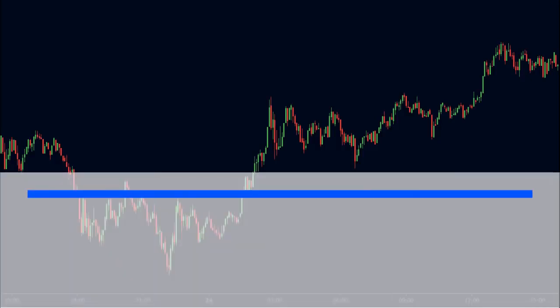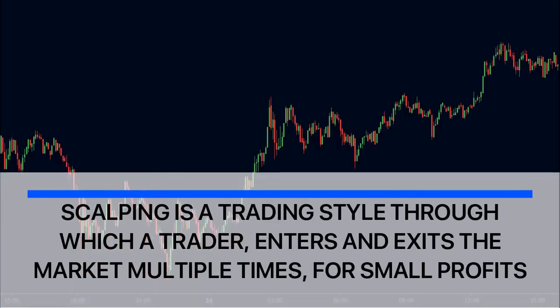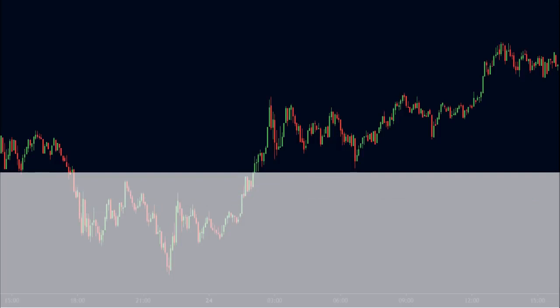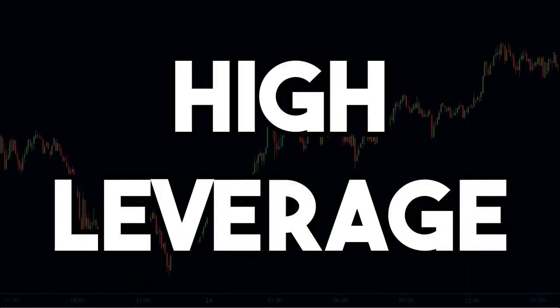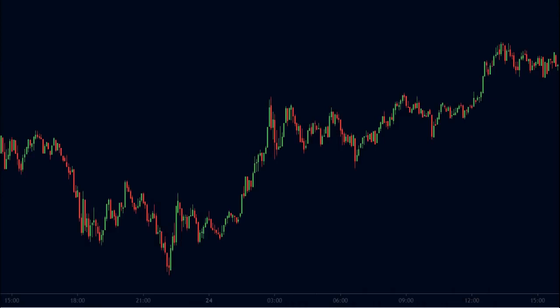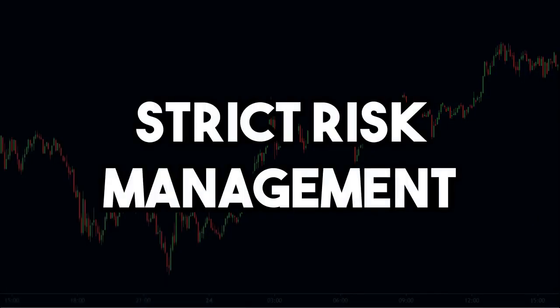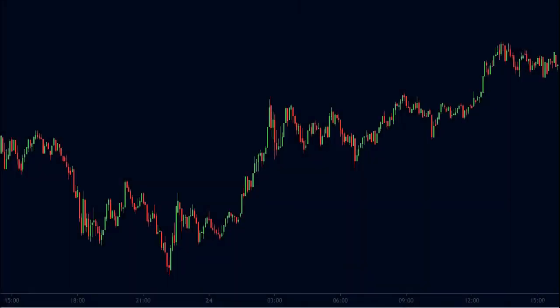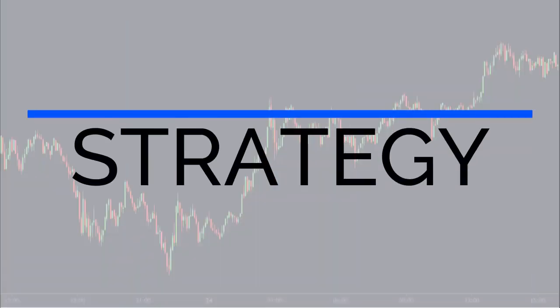By definition, scalping is a trading style through which a trader enters and exits the market multiple times to generate small profits on each trade. To do so, scalpers use high leverage. A high leverage means more rewards and equally more risk. Therefore, it becomes essential for the trader to employ strict risk management and stick to the trading plan. Now, let us shift our focus to the strategy itself.